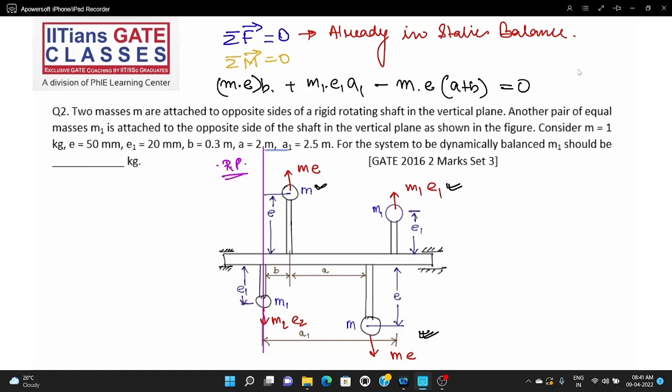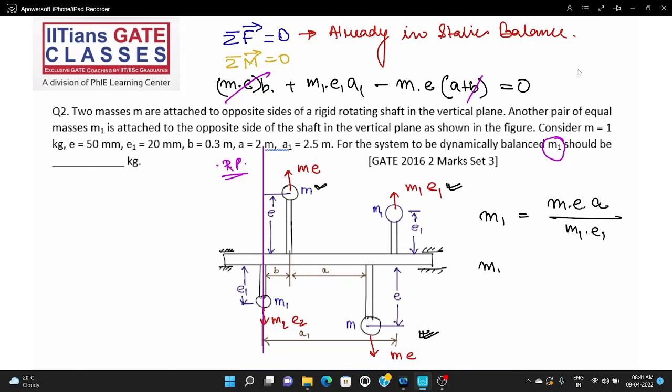So if you want to calculate from here, I can see that something is getting cancelled. M E B and M E B will get cancelled. So you need to find out M1. You need to find out M1. So M1 I can write as M1 is equal to M E A divided by M1 E1, sorry, E1 A1.